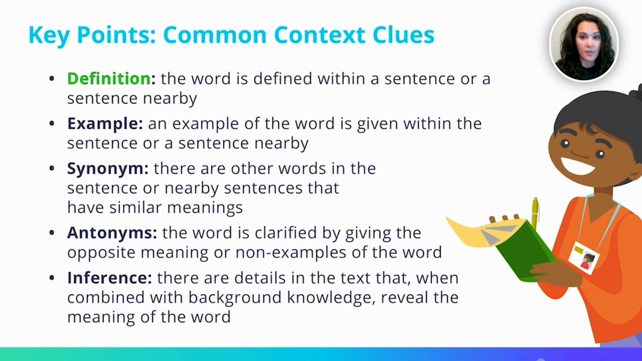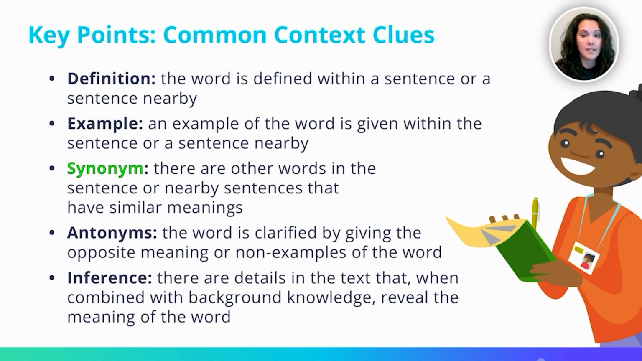The first one is the definition. So sometimes a word is defined within a sentence or within a sentence nearby, and so then you can understand that word from just continuing reading. An example would be an example of a word that is given within the sentence or a sentence nearby. So if there's a difficult word and then there's a word in parentheses that gives an example of that word, that's also a context clue.